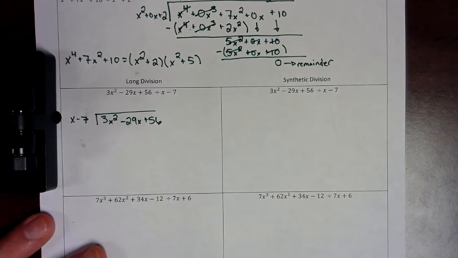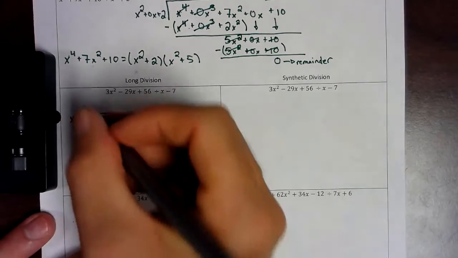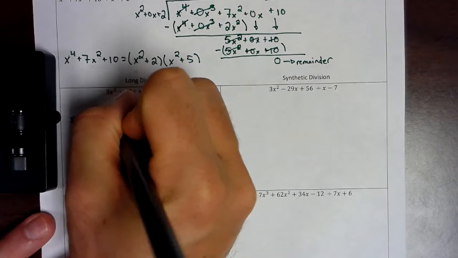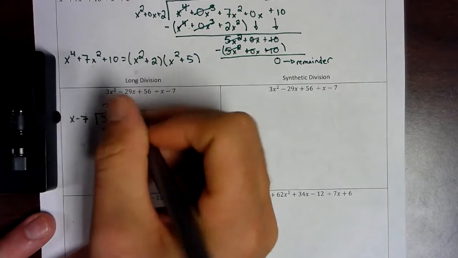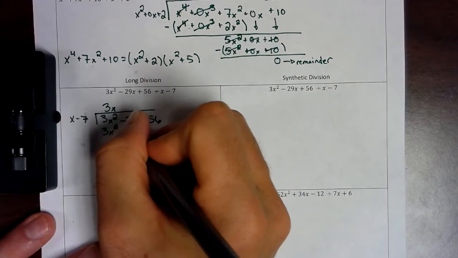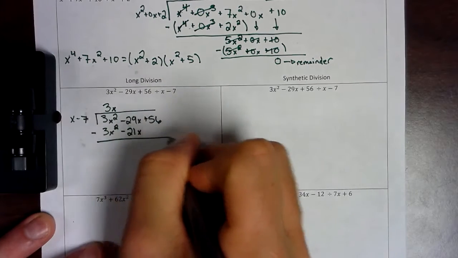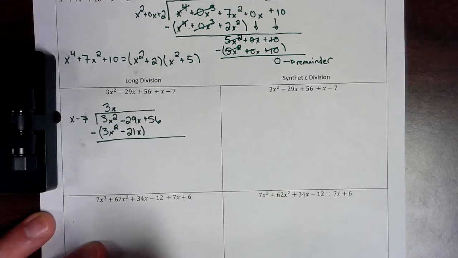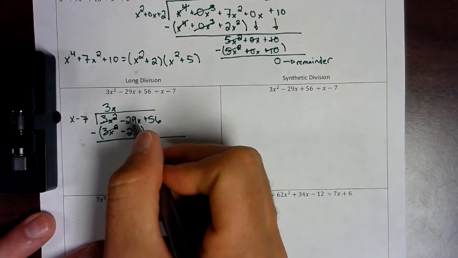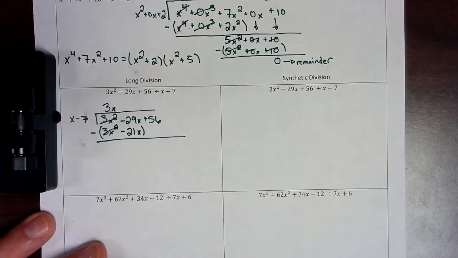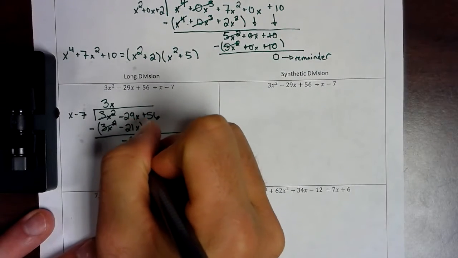So what I'm first trying to accomplish is to get rid of 3x squared. So x times 3x gives me that 3x squared. So 3x times x is 3x squared. 3x times negative 7 is negative 21x. And we're subtracting all these terms. So 3x squared minus 3x squared cancels. Negative 29 minus negative 21 really means we're adding 21 to get negative 8x.